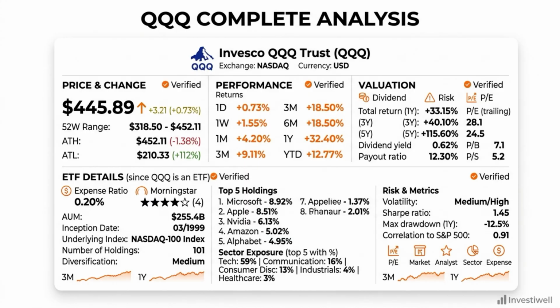We're talking about a gravitational force in the market. It's like a massive ocean liner or a small country's GDP. When capital of that magnitude shifts, it literally alters the tides of the broader exchange. Absolutely. And as of this snapshot, the current price is sitting at $445.89. Which is just hovering a hair below its all-time high of 452.1, right?